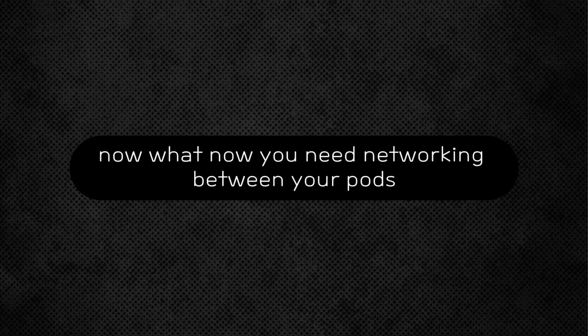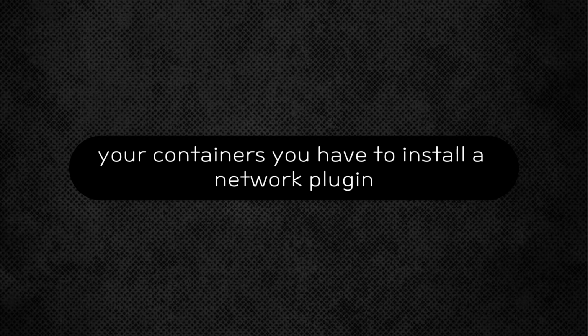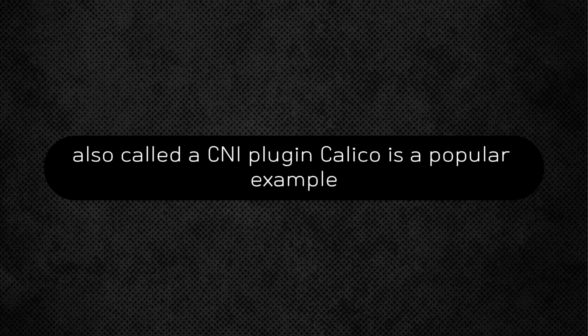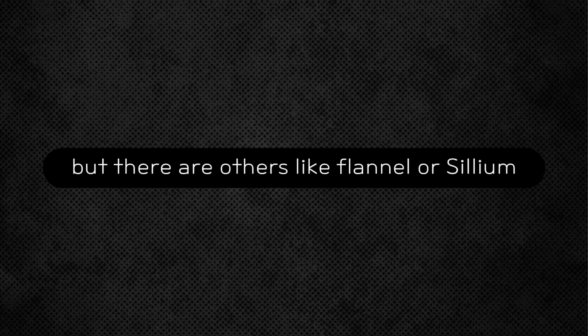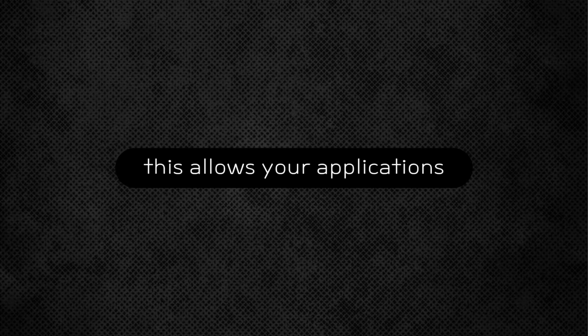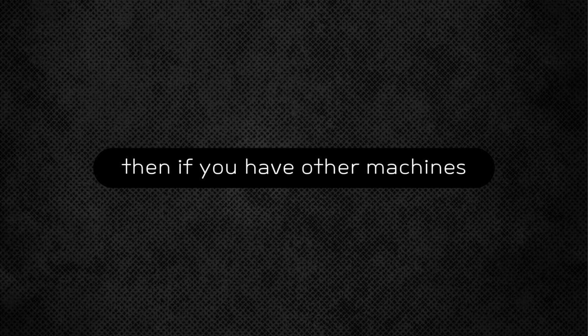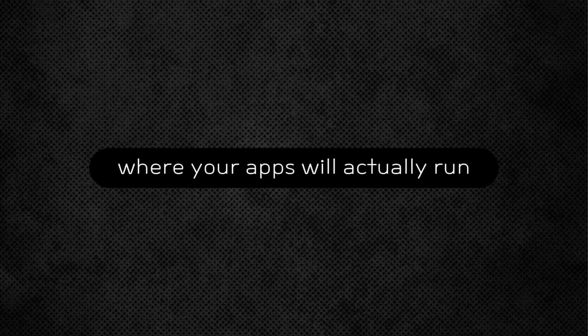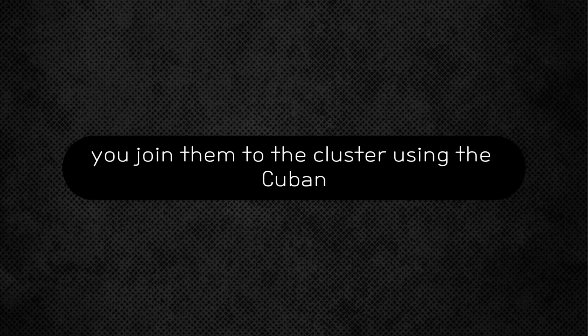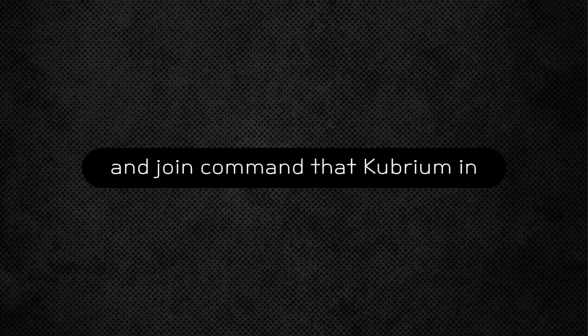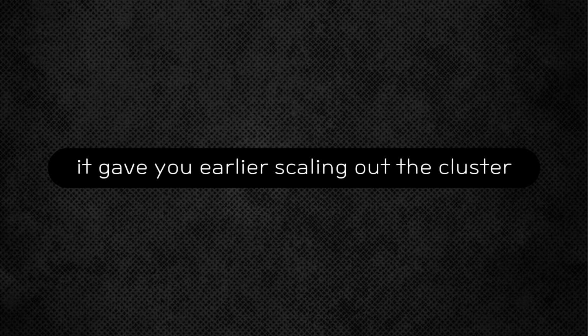Now what? Now you need networking between your pods, your containers. You have to install a network plugin, also called a CNI plugin. Calico is a popular example, but there are others like Flannel or Cilium. This allows your applications running in different pods to communicate. Crucial for apps to work. Absolutely. Then, if you have other machines you want to act as worker nodes, where your apps will actually run, you join them to the cluster using the kubeadm join command that kubeadm init gave you earlier. Scaling out the cluster. Yep.